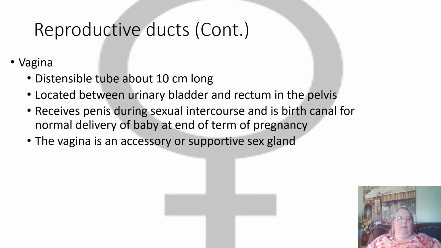Another duct is the vagina. The vagina is a distensible tube about 10 centimeters long. It's located between the urinary bladder and the rectum in the pelvis. It provides penile penetration during sexual intercourse and is the birth canal for normal delivery of a baby at the end of the term of pregnancy. Remember that the vagina is an accessory or secondary sexual gland.